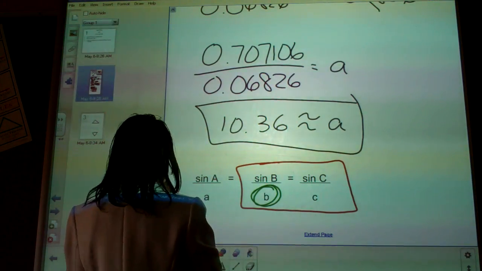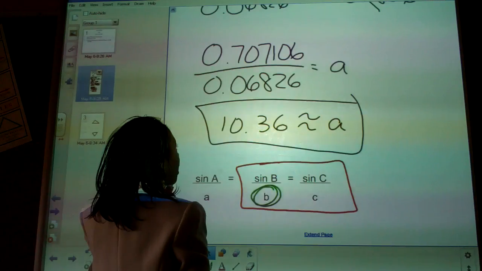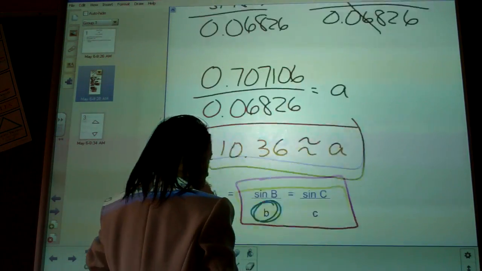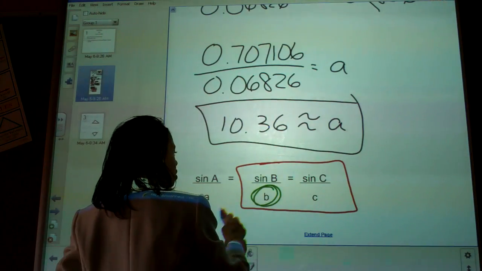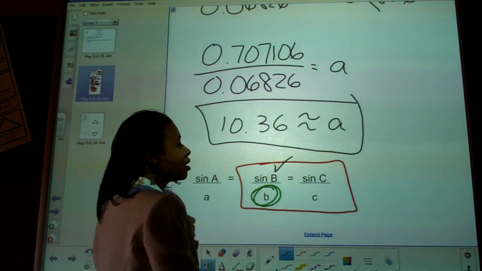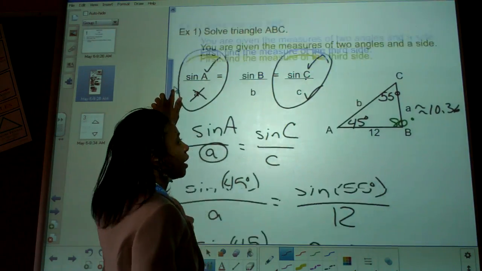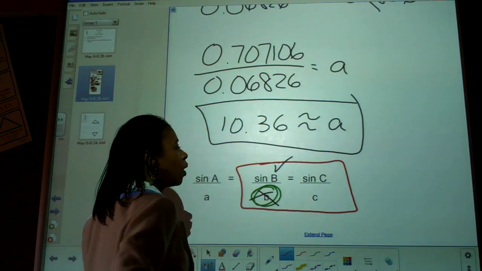All right, let's go to the tippy top. Sine B, do we know the measure of angle B? Let's go to the top. Yes, we know angle B. So we can come down here. We can check this off. Do we know the length of B? Side length B is no. That's what we're trying to find. So that's one unknown we don't have.